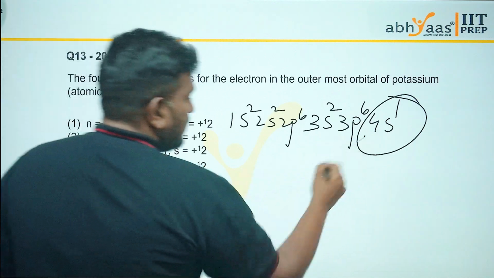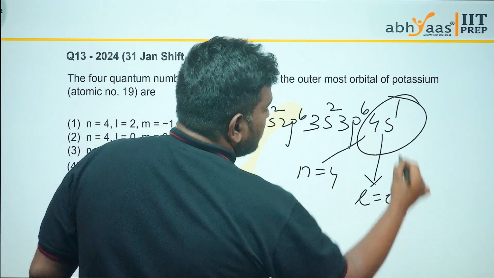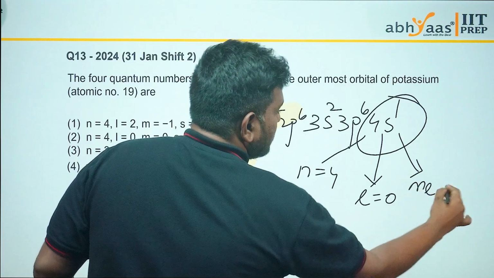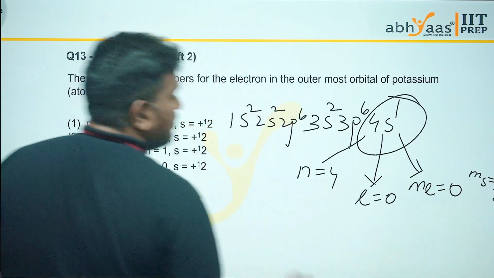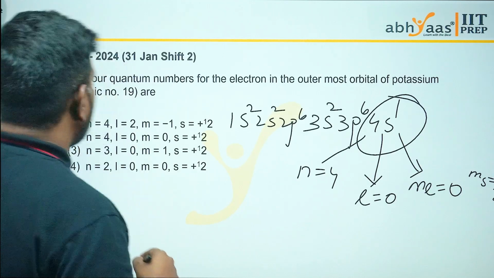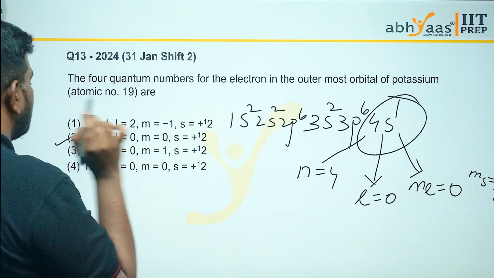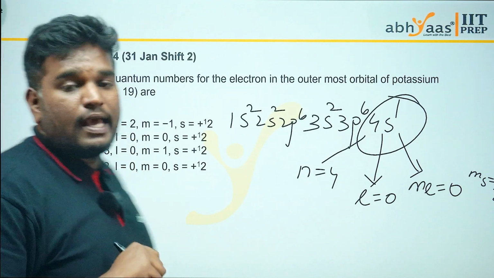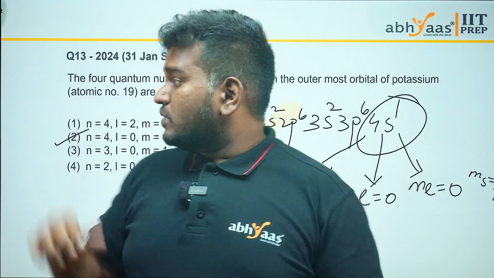So for 4s1, the n value is 4, the l value is 0, the ml value is 0, and ms will be plus 1 by 2. So here my answer will be 4, 0, 0, plus 1 by 2. So the second option is my answer. Here we have come to the end of the last question.